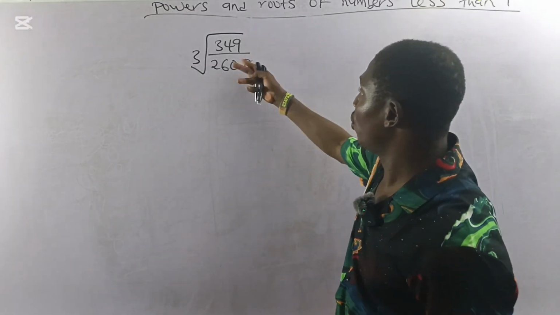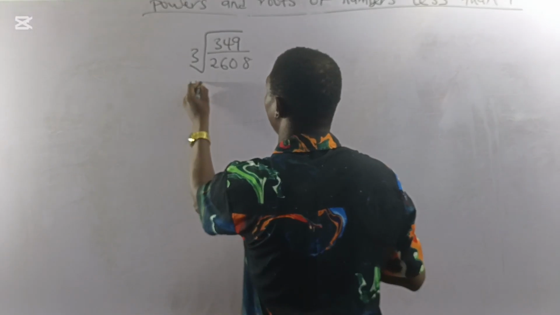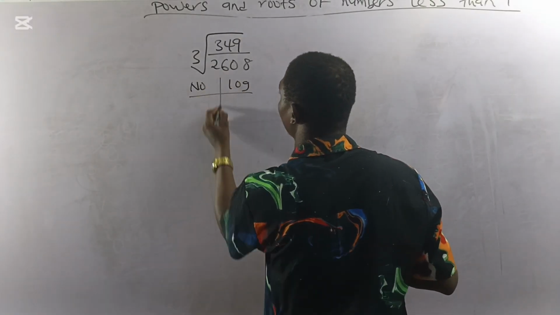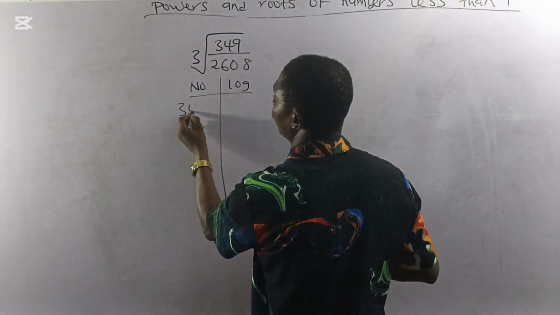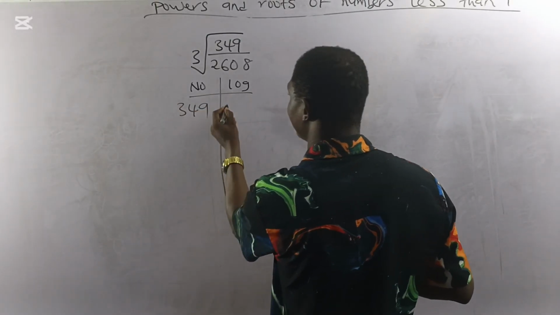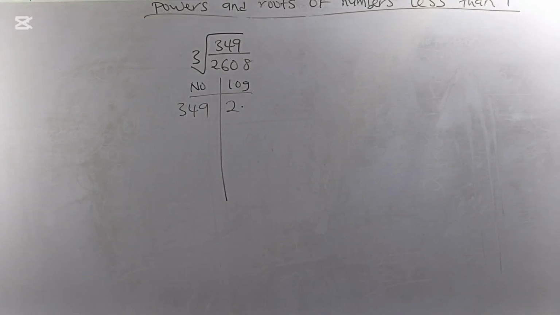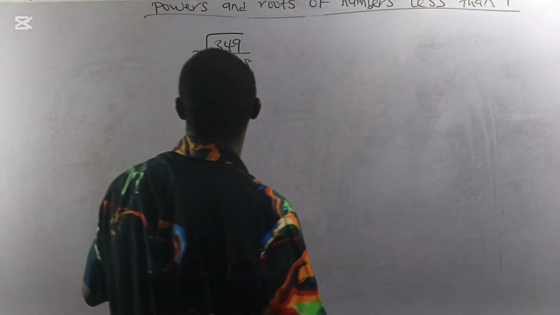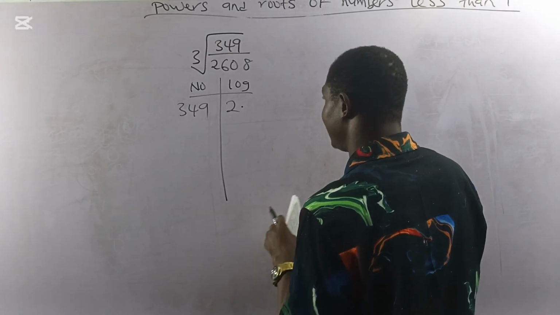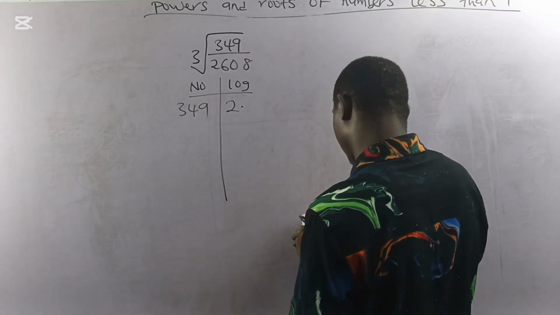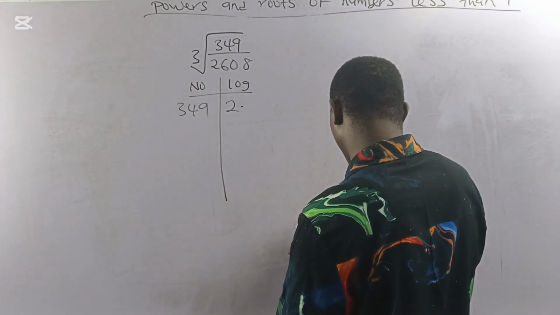We have the third root of 349 divided by 2608. So we have our number and we have our log. So what do we do here? This 349. And the characteristics here is simply what? 2. 3 digits, so you minus 1 become 2. And we check for 34 under what? 9. For logarithm. 34 under 9 is 5428.